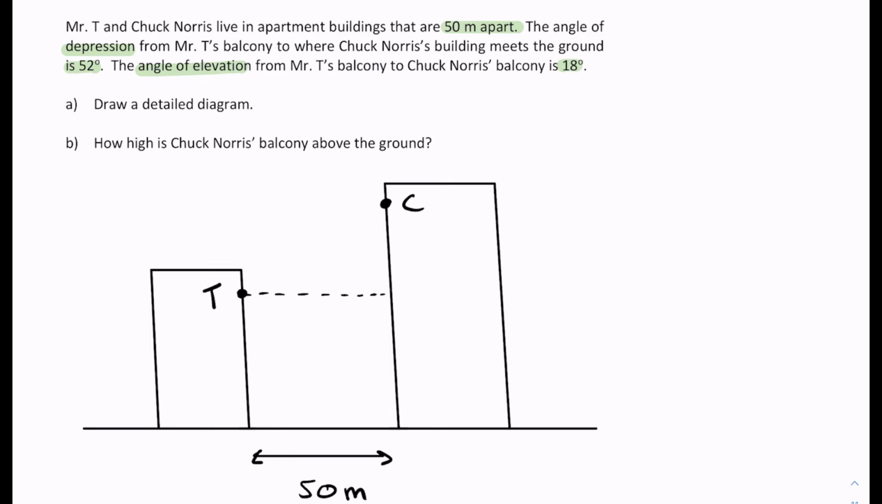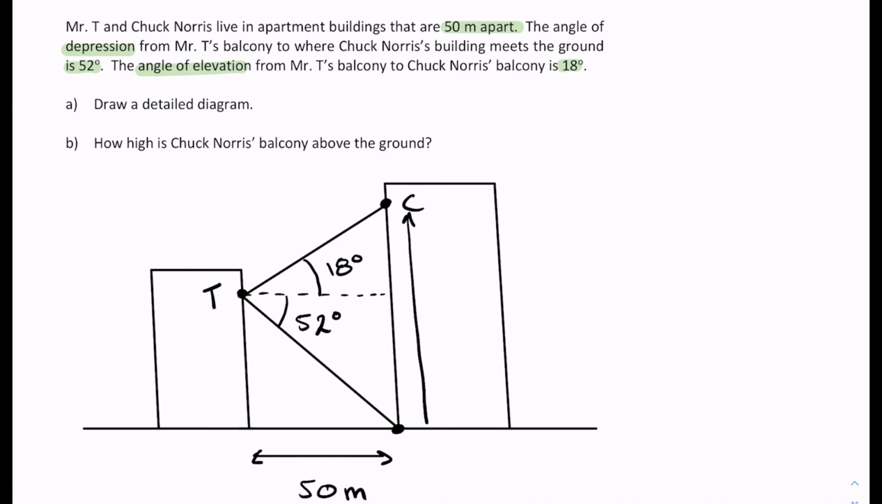Now I know that if Mr. T looks to the base of the building, down here, that's Chuck Norris's building, the angle of depression is 52 degrees. So from here to here, I have 52 degrees. And if he looks up, from here to here, the angle of elevation is going to be 18 degrees. So there's our diagram. Now it's time to answer some questions. Namely, how high is Chuck Norris's balcony above the ground? So we want to find this height here.